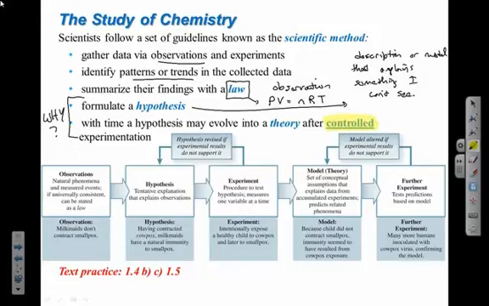So in this type of question, when you're trying to distinguish between a law, theory, or a hypothesis, the first question you want to ask is, is this a direct observation or is it an explanation for an observation? Does it invoke something I can't see directly?